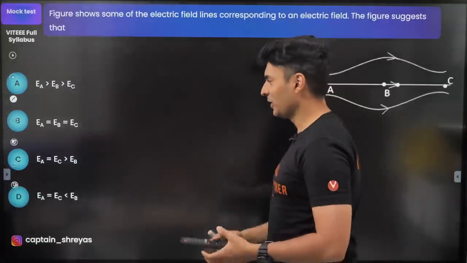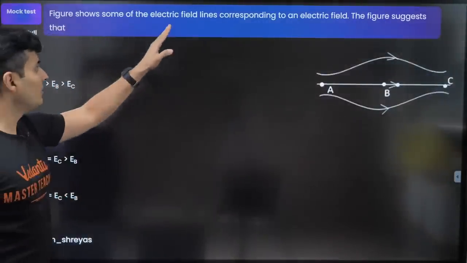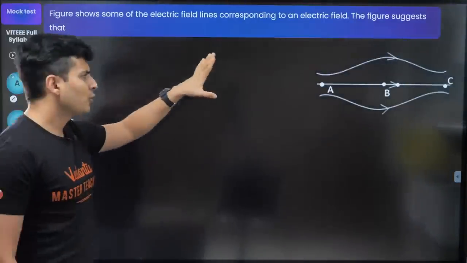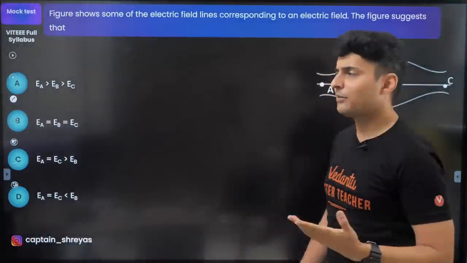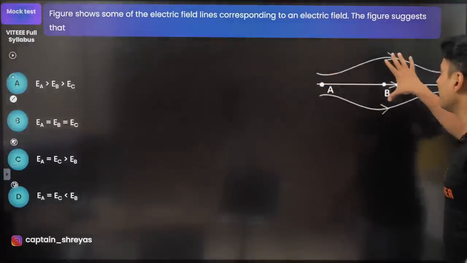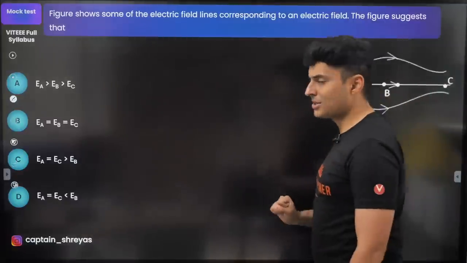Cool, moving on to the next one. This is also straightforward. The figure shows some of the electric field lines corresponding to an electric field. Where do you think the field is higher, where do you think the field is lower? Come on, direct question. A, B, C points are given. Look at the nature of the field lines. Compare the field strengths. A, B, C, D options are given.